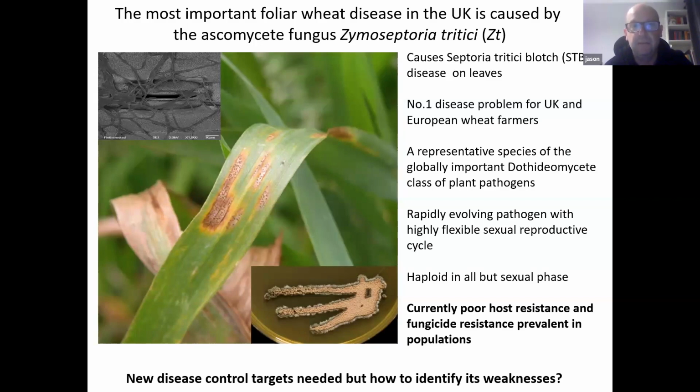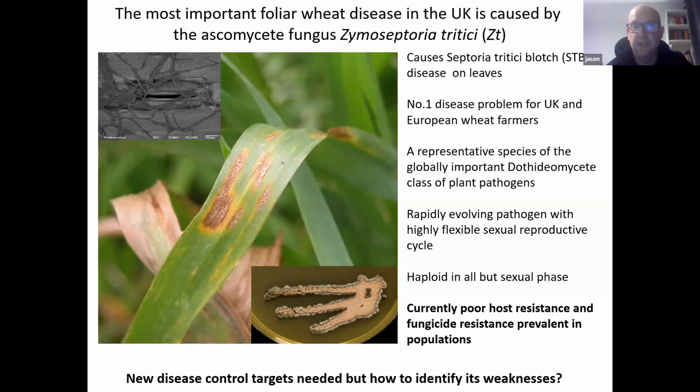Importantly, for today's presentation and for the system as a whole, it's long been known to be a rapidly evolving pathogen with a highly flexible sexual reproductive system, a very unstable genome, and lots and lots of ways of shuffling the deck in terms of genomics. It's been a model system for looking at pathogen population dynamics well before we ever sequenced any pathogen genomes. So it's a model organism for rapidly evolving species. It's haploid in all but its sexual phase, which aids some of the work that we do on it.